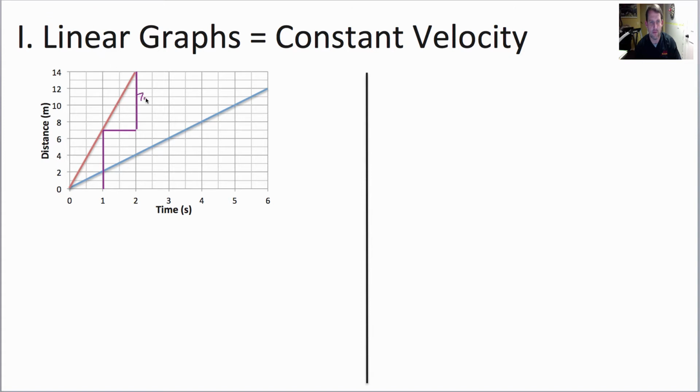So here they've gone 7 meters. Here they've gone 7 meters. That took 1 second, and this took 1 second. So we can see that this line is moving at a rate of 7 meters per second. Okay? Now the blue line has less of a slope. Let's see what that means.